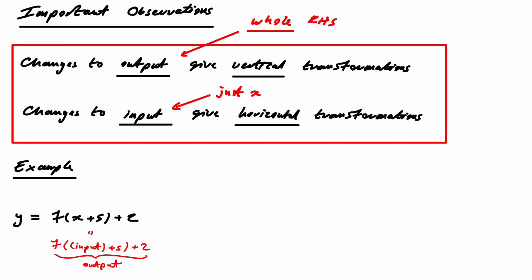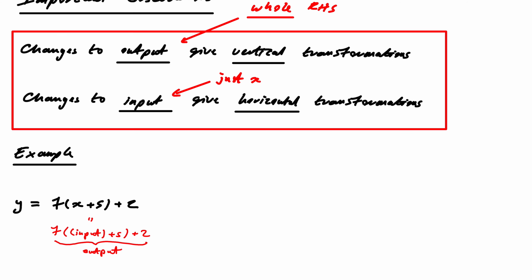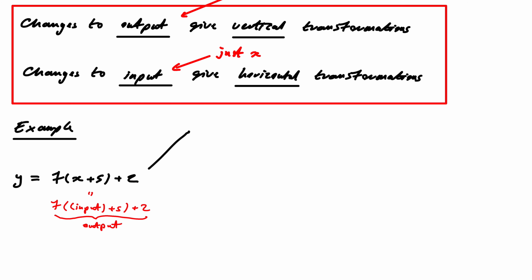So let's do two transformations, just to show you why you've got to be very careful about this. Let's do one first of all, which is a horizontal compression by a factor 2. So what does that do? Well, how do you do that? You have to replace the input with 2 times the input. Horizontal compression is always multiplication by that.